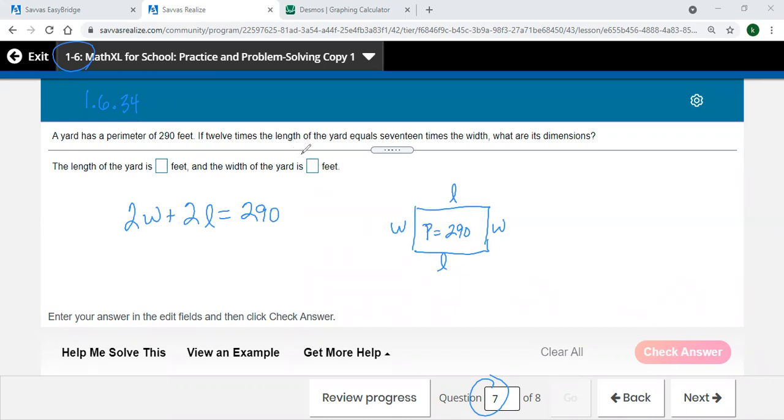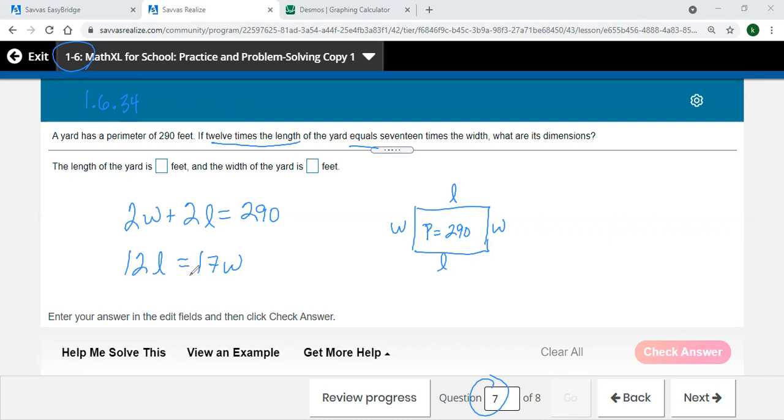But then the second thing, what does it say here? It says if 12 times the length, so that'd be 12 times the length, equals 17 times the width, and that makes sense. The width is smaller, so you need to multiply it by bigger. We're supposed to figure out what the length and width is.